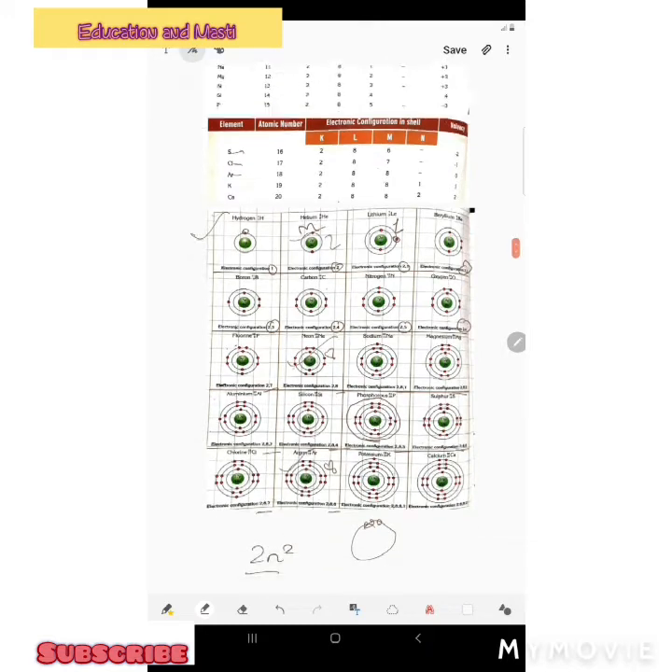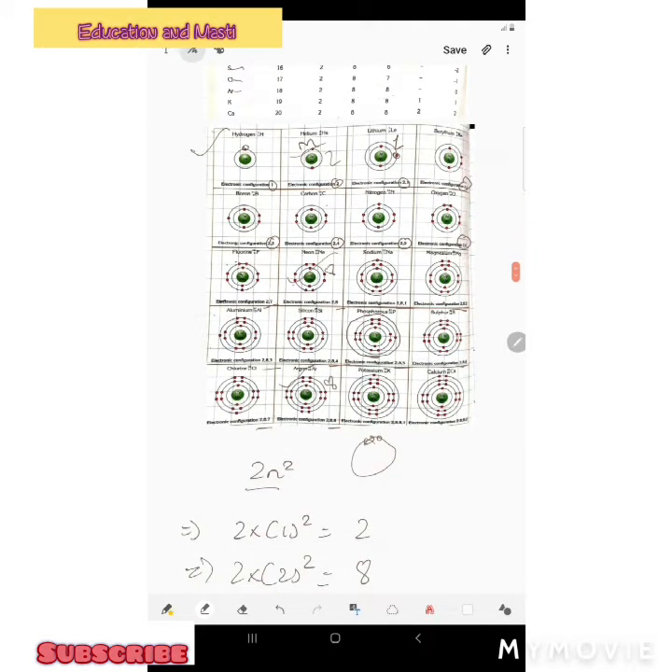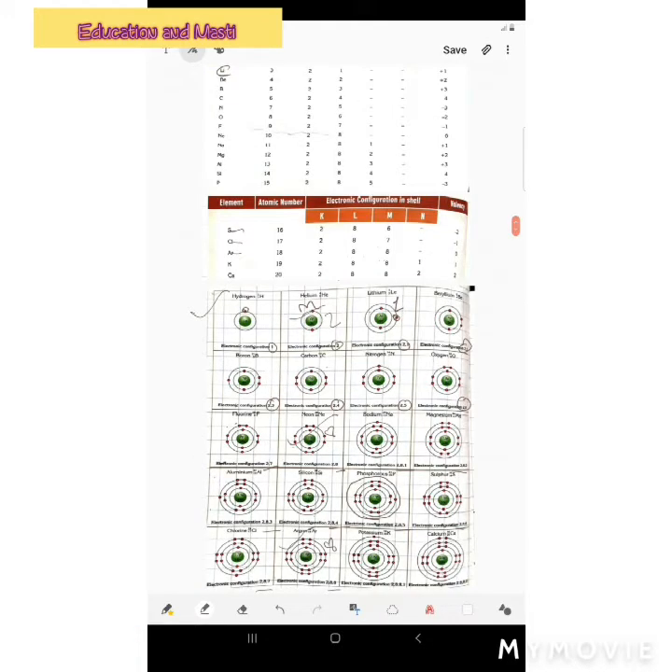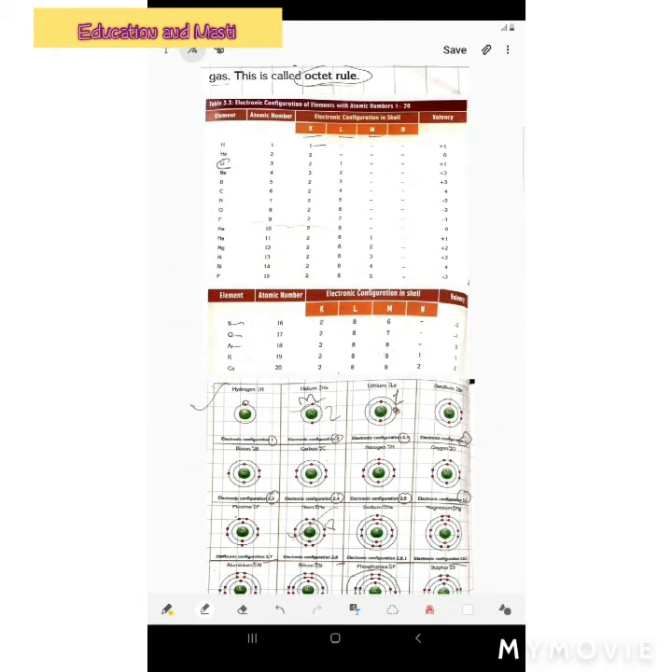So basically at the last shell, that is the valence shell, there should be 8 electrons present. Then only an element can be stable. I hope you have understood that. And in the K shell there should be only 2 electrons. The other shells can have 8 electrons, but in the K shell, the starting shell, there should be only 2 electrons. I hope you have understood this.